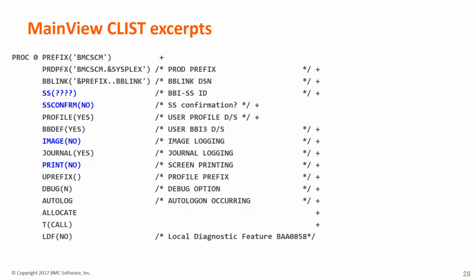Here's an example of the CLIST. You can see in blue we have highlighted key things that you'll want to change. For the SS, what you'll want to do is specify 4 question marks, and that will cause it to use the default that you set in the profile. SS confirm no says don't pop up that screen every time I want to get into MainView. If you say image no, it won't prompt you to allocate an obsolete data set. Same thing with print no. It's another data set that you won't use.